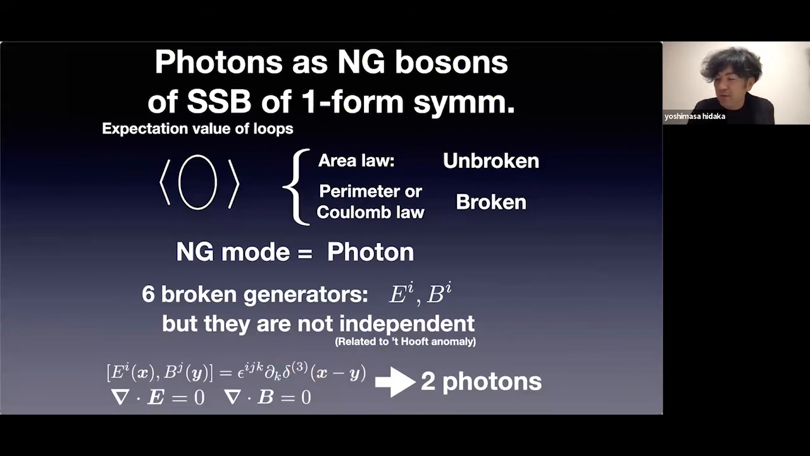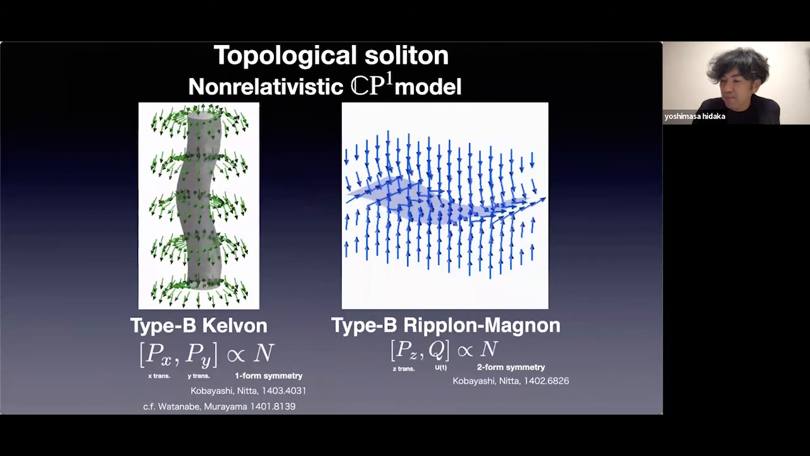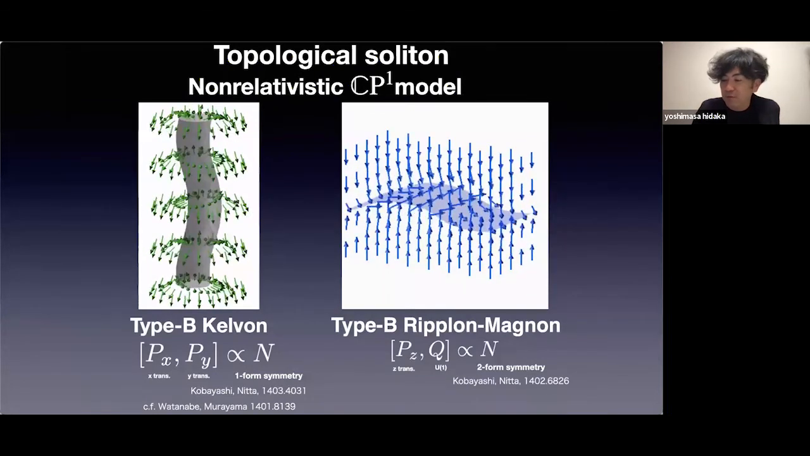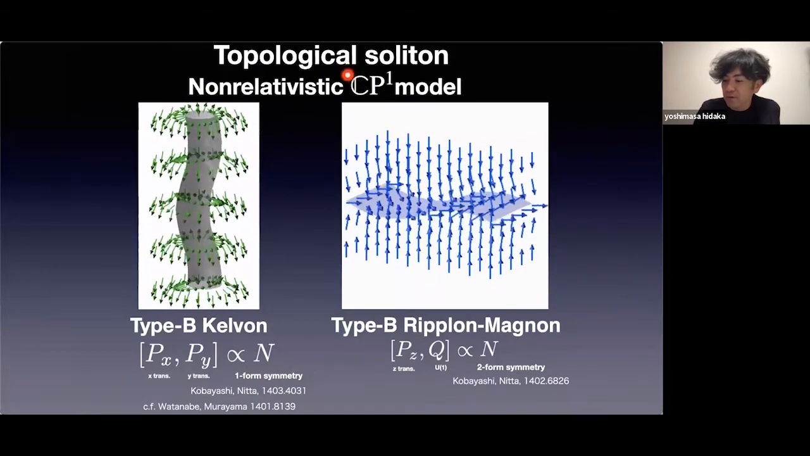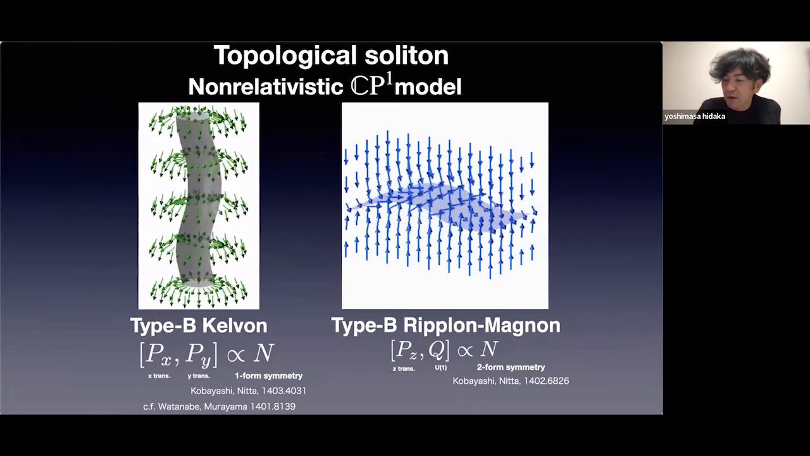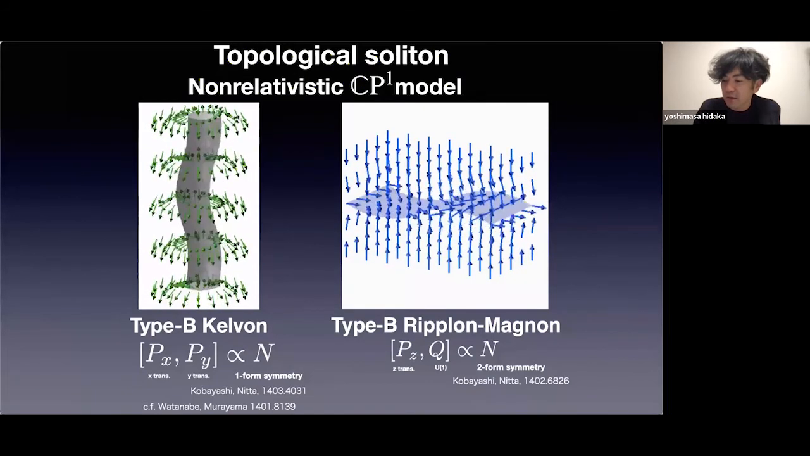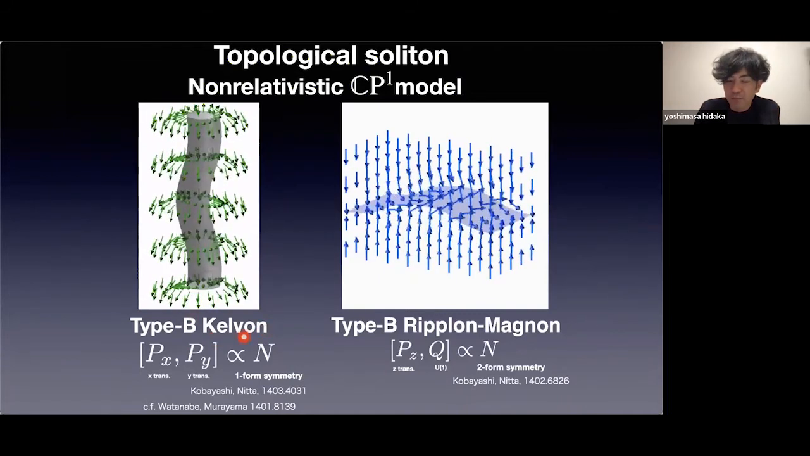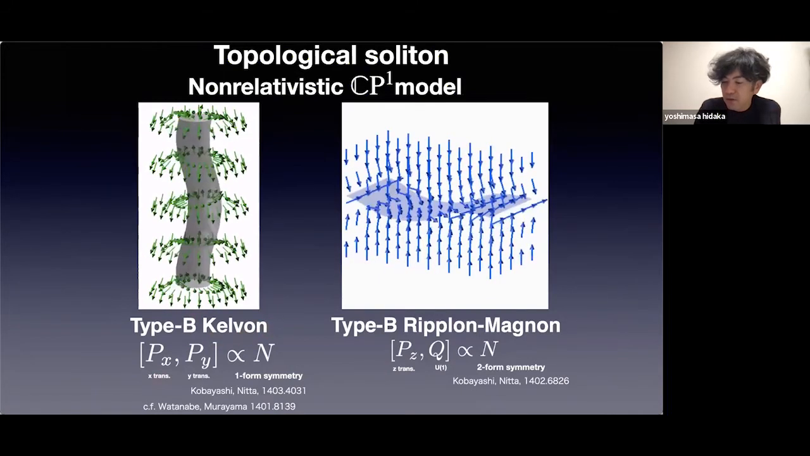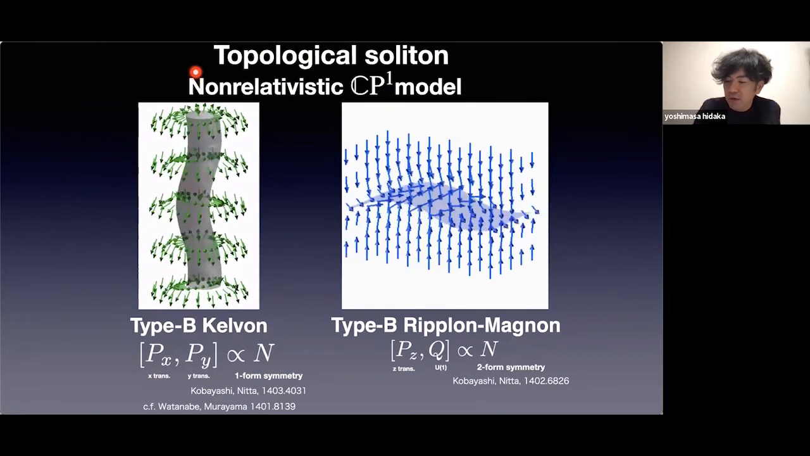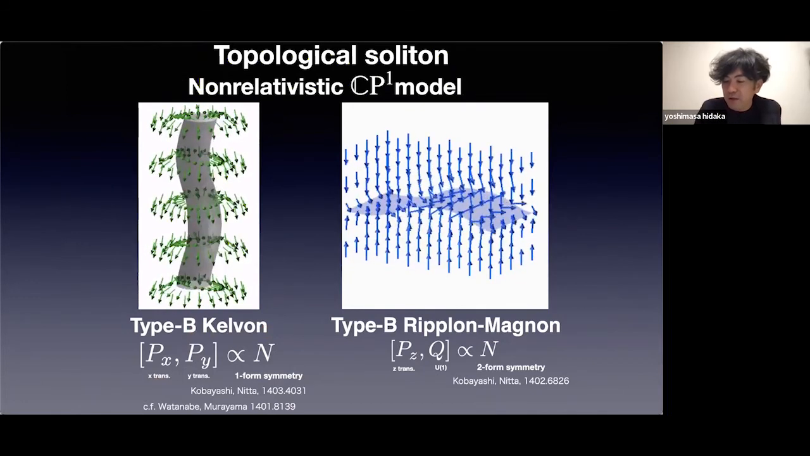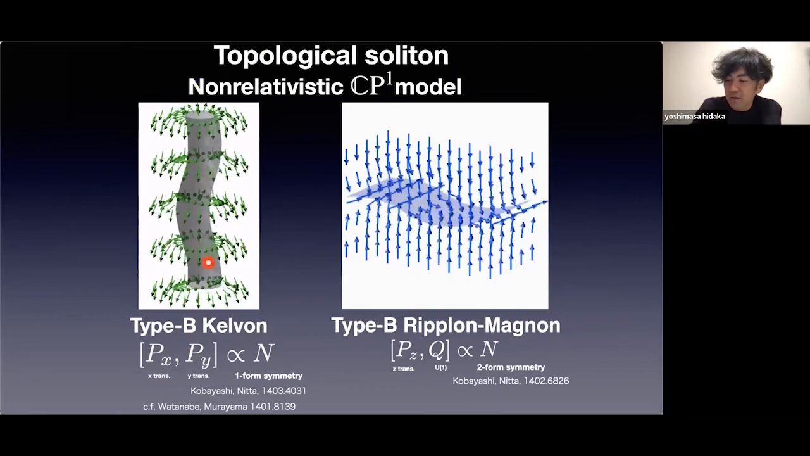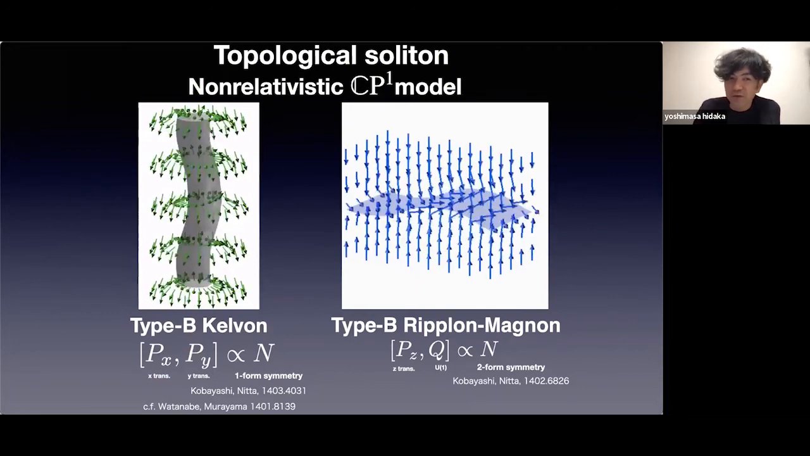There are several interesting phenomena that occur in several systems. But here is an example related to the generalized global symmetry: the so-called type B Kelvin mode. In this system, the existence of a vortex breaks the translational symmetry.